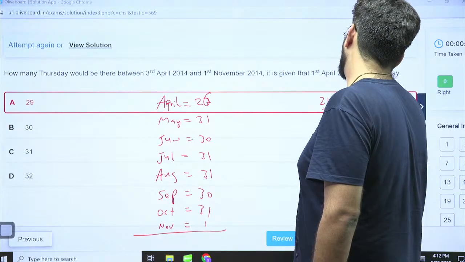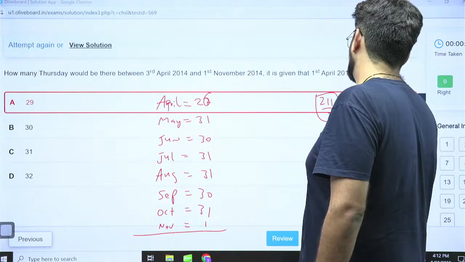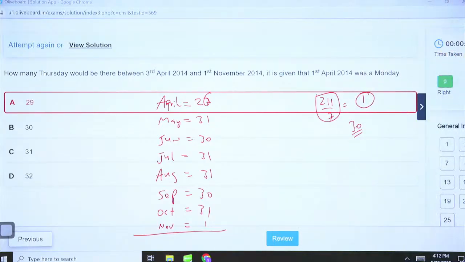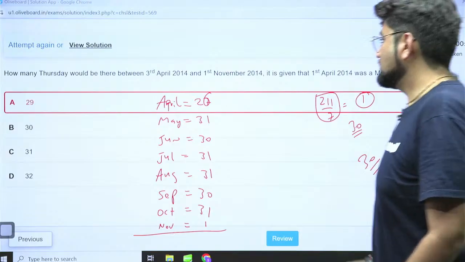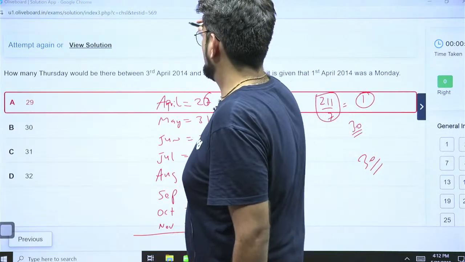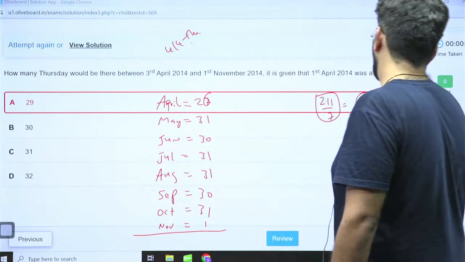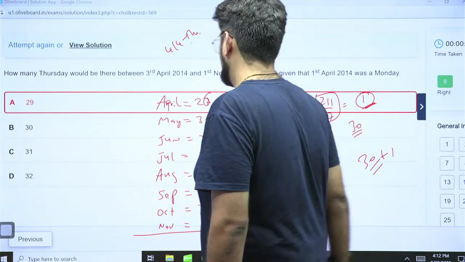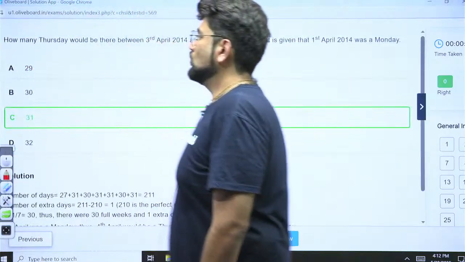Now taking a remainder with 7, we are getting 1 odd day. That means there are 30 full weeks here. Every week will have a Thursday definitely, so 30 Thursdays are there for sure. And since our counting starts from the 4th of April, which is a Thursday, the excess day will also be Thursday. So 30 plus 1, 31 will be our answer. Option C is the correct answer. Cool. That's the best approach.